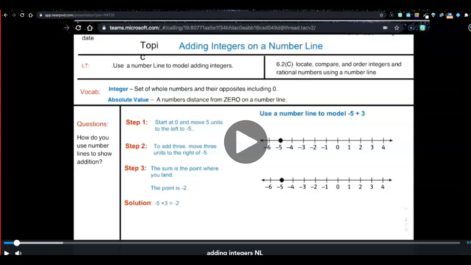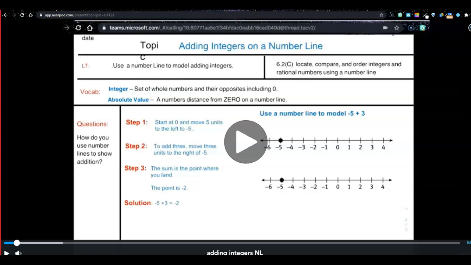Okay, so basically we're going to follow the steps to model addition on a number line. So you're going to see a bunch of arrows today, and I want to make sure you understand how to read the arrows and what it's going to look like. So I am going to mark this up a little.